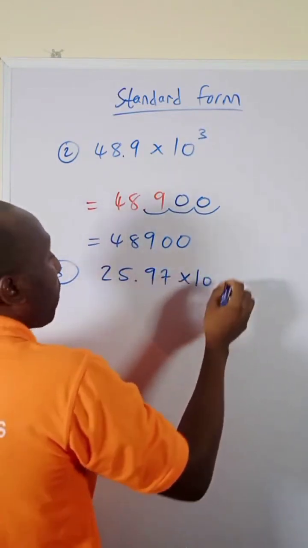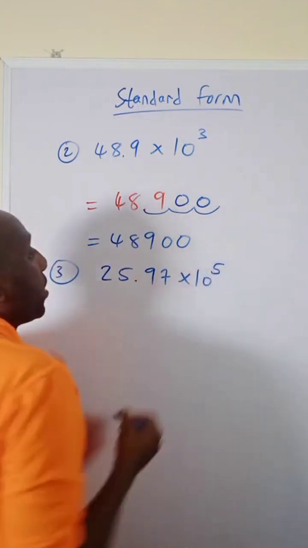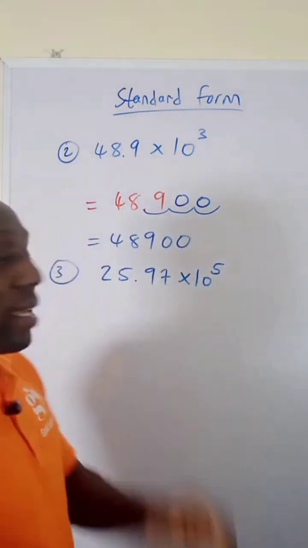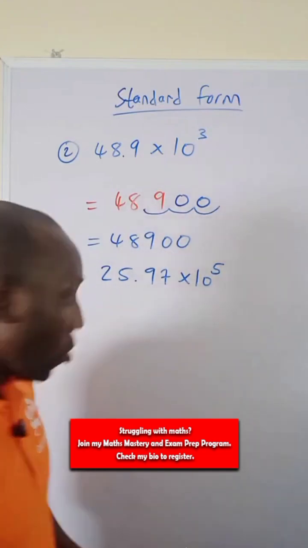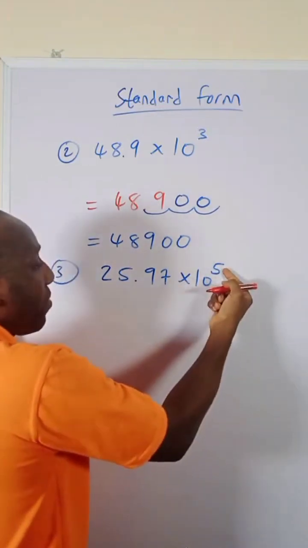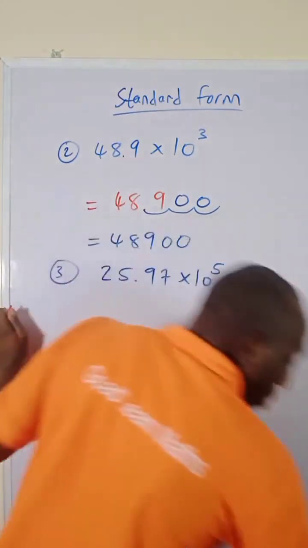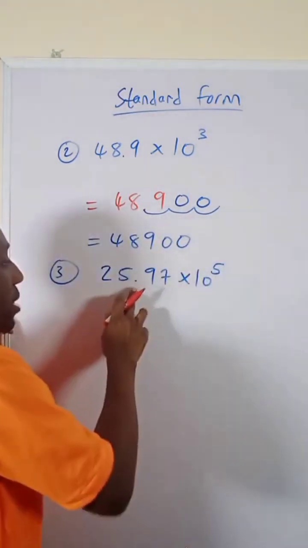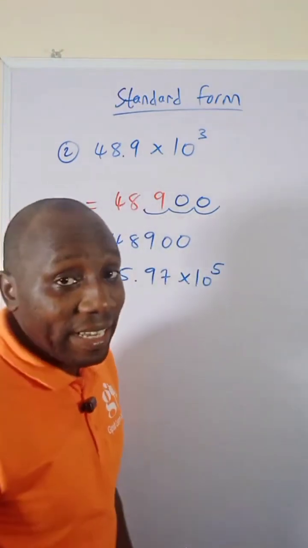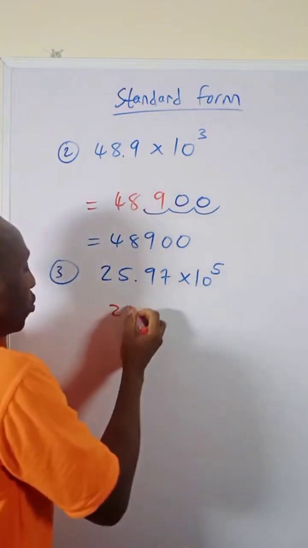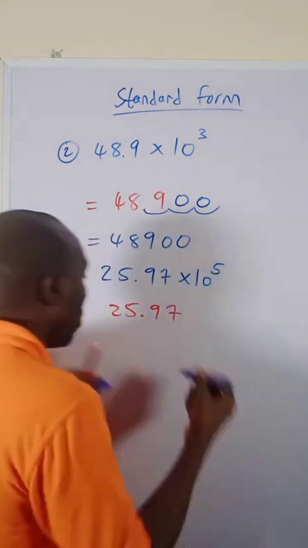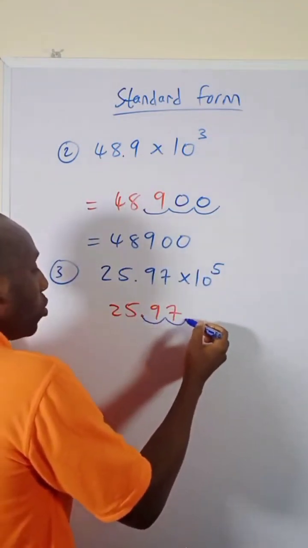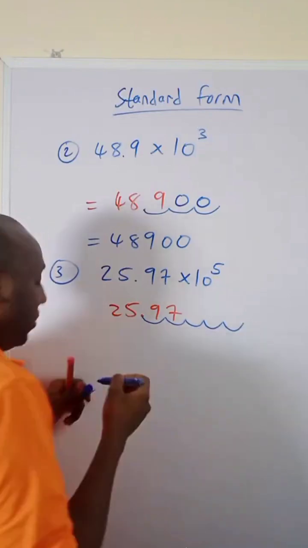25.97 times 10 raised to the power 5. How do we write this number as an ordinary number? This is raised to the power 5, right? What we should do here is shift this decimal point to the right 5 times. So 25.97, you shift it to the right 5 times. Let's go, guys. We do 1, 2, 3, 4, 5.